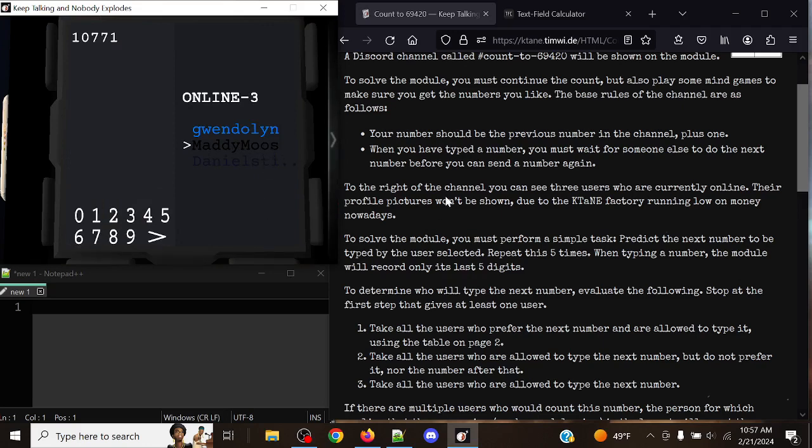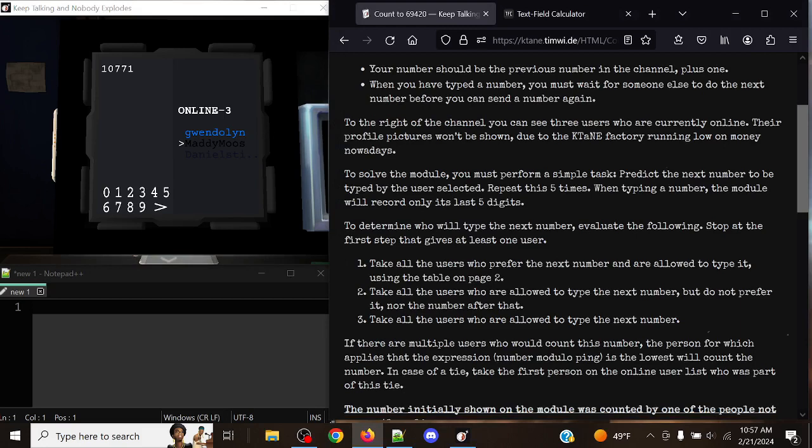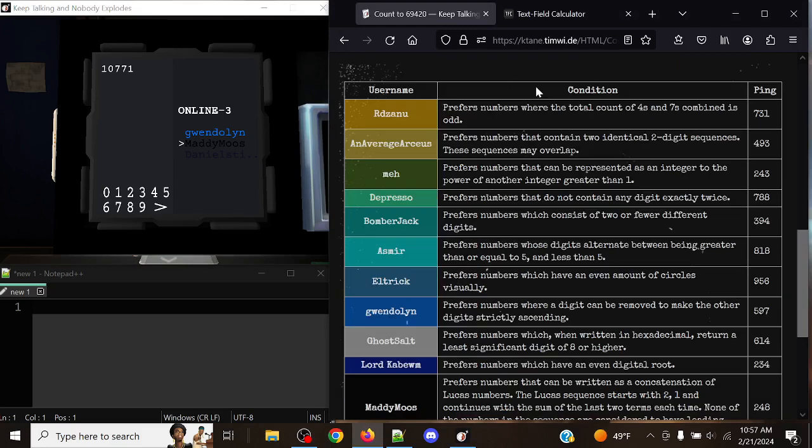And we need to solve the module by using these few rules here. We also need to note down their conditions, which effectively are their preferences based on their username. So for Gwendolyn, he prefers numbers where a digit can be removed to make the other digits strictly ascending.